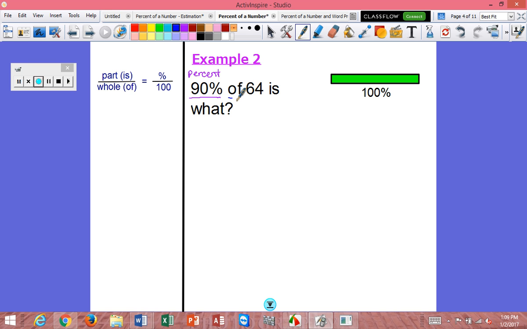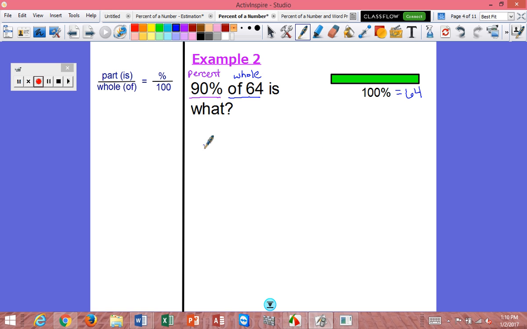Then we see of 64. Remember, of is the whole. So we are missing the part. So now let's look at the diagram and let's make our estimation. If 64 is the whole thing, then that means that 100% is really just 64. So the whole thing is 64.